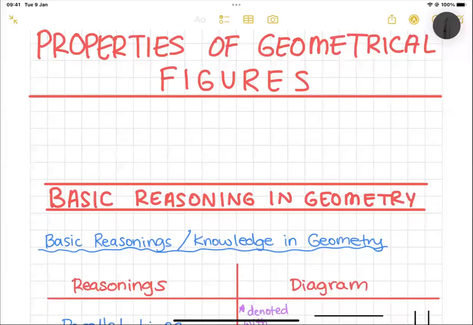Welcome back. Today we're going to go through a new topic called properties of geometrical figures. And in today's lesson, we'll look into basic reasoning in geometry.